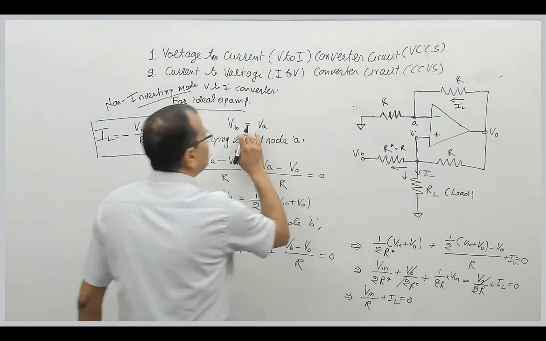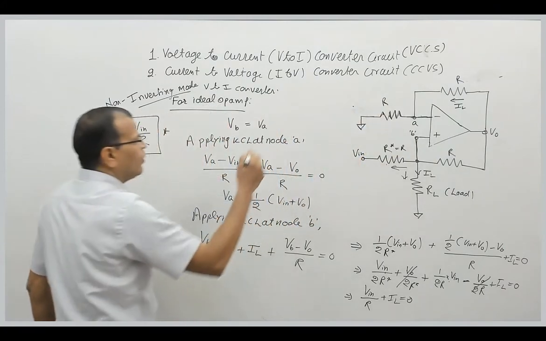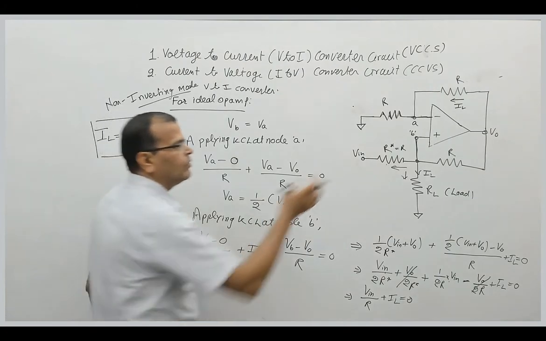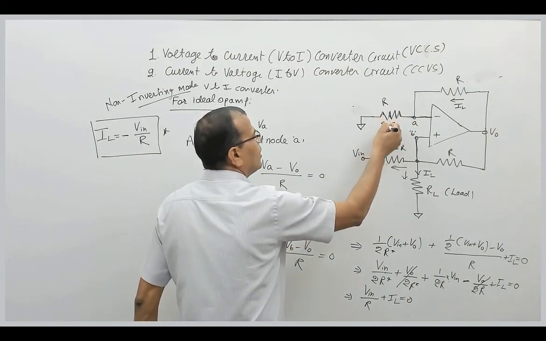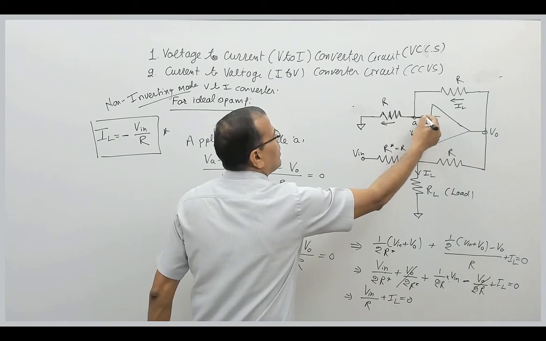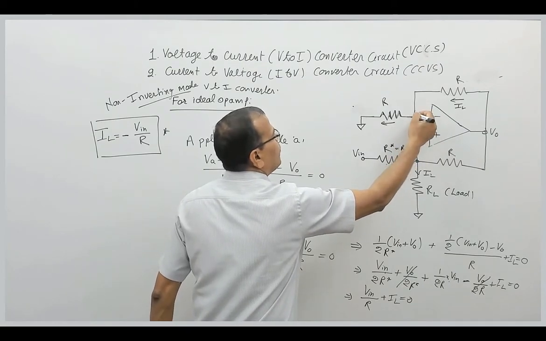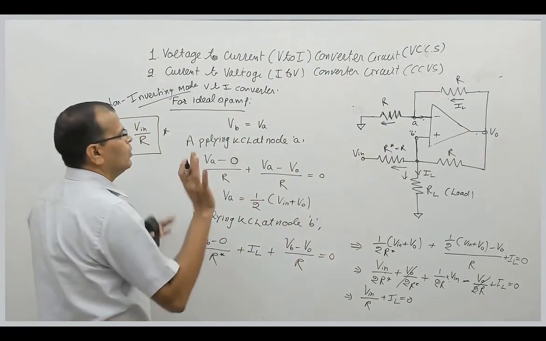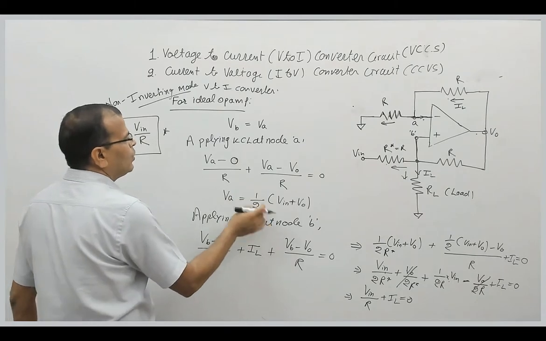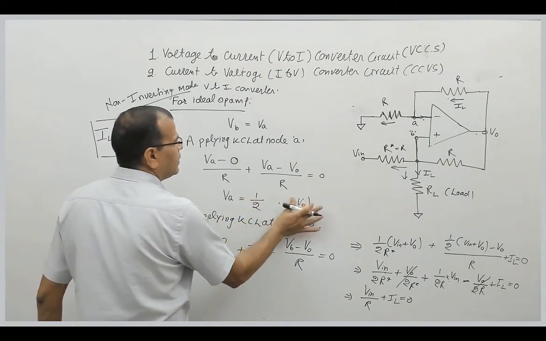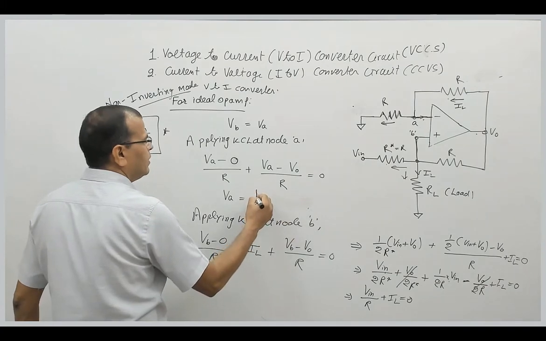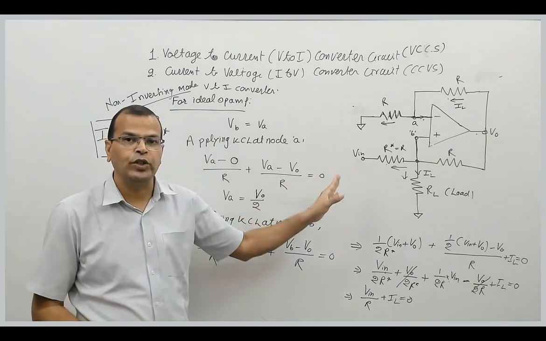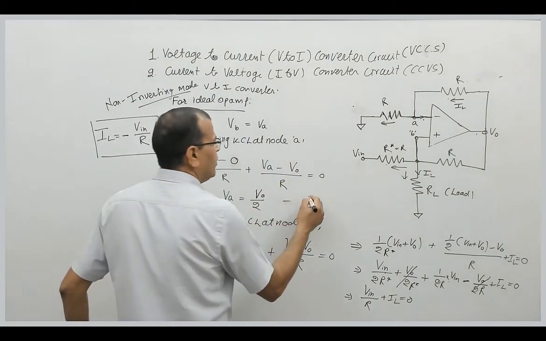For an ideal op-amp, VB is equal to VA. Apply KCL at node A. So this will be (VA - 0)/R, this voltage minus this voltage is the outgoing current. Current in this branch is 0 for an ideal op-amp. So this current will be (VA - V0)/R, equal to 0. So that gives VA equal to V0 by 2. This is equation number 1.